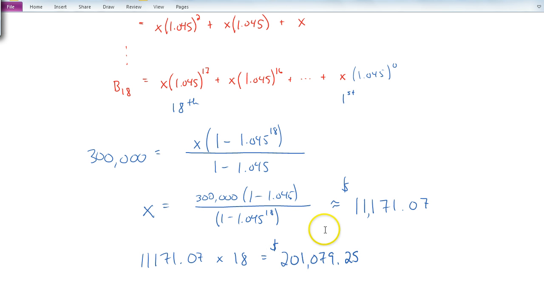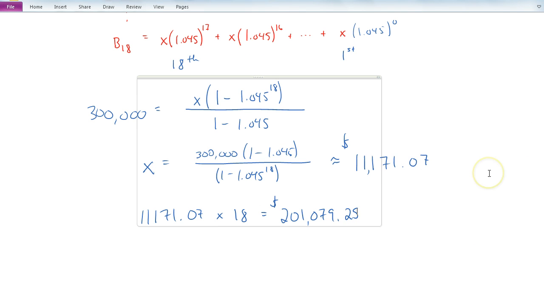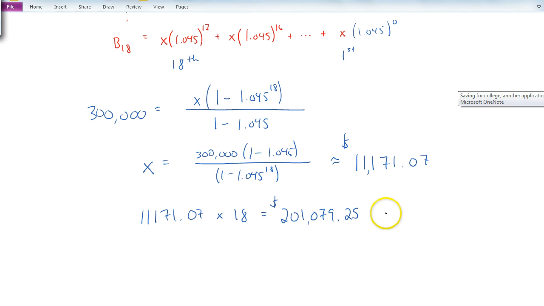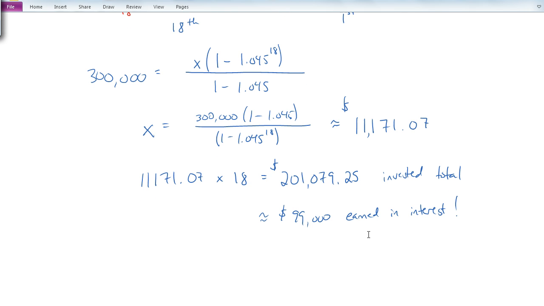Okay, so what that means is that Edith's parents invested this much, and that the difference, which is roughly $100,000 difference, so roughly $99,000, was earned in interest. Okay, that's a lot. That's free money. Okay, that's money that the bank gives you just for keeping your money there.